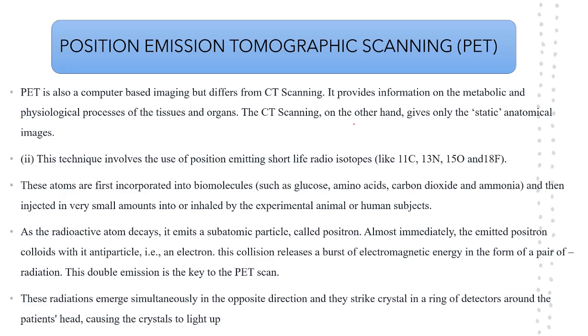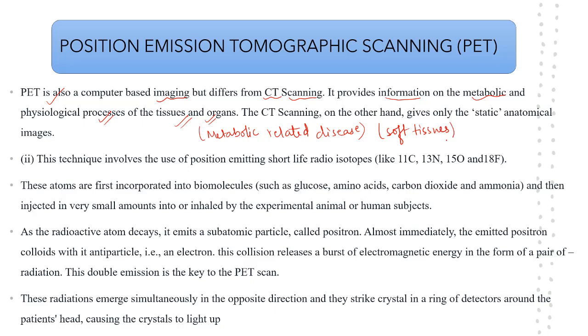So positron emission tomography is basically the PET scan. PET is also a computer-based imaging technique but differs from computed tomography scanning. It provides information on the metabolic and physiologic processes of tissues and organs. So the PET scan helps us to diagnose metabolic related diseases, especially involving the soft tissues.